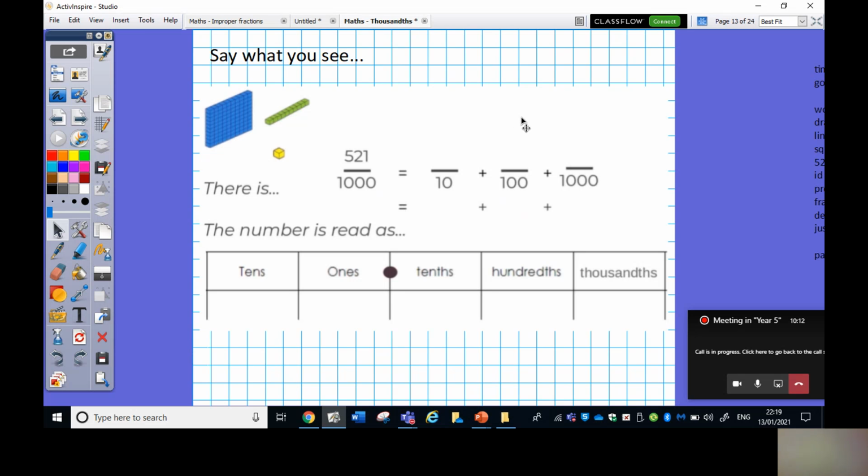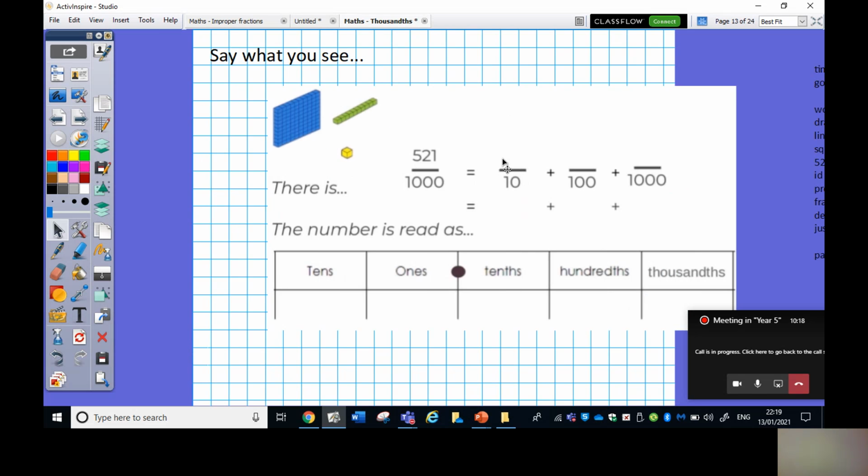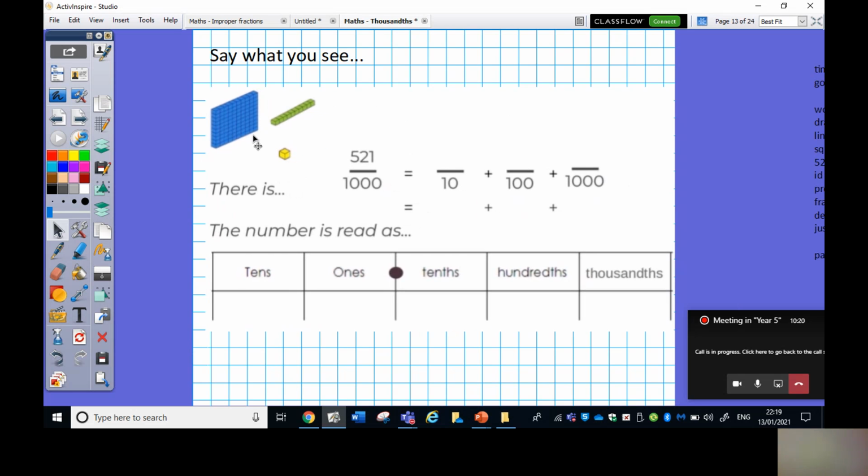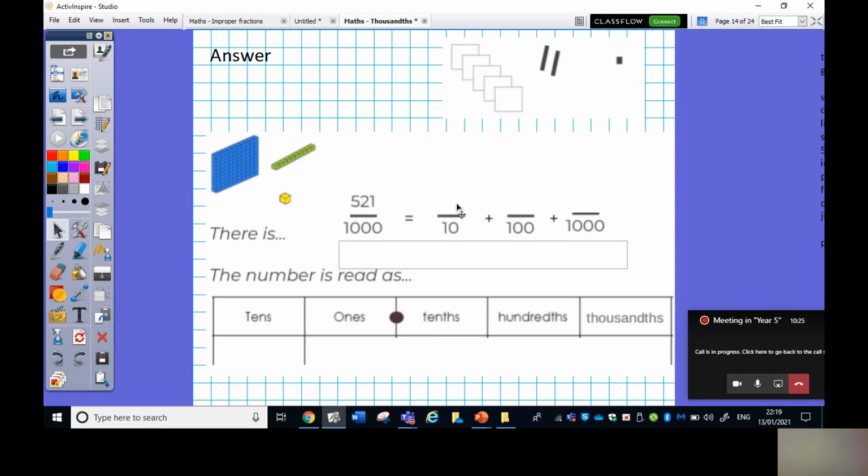Okay, you ready? Great, let's take a look. So, as a fraction, it would be, tell me. 5/10, 2/100, and 1/1000. You can see that I would have 5 flats, 2 green, and 1 small cube.